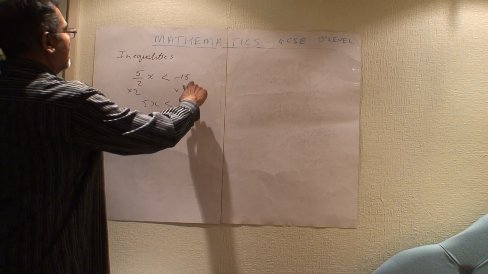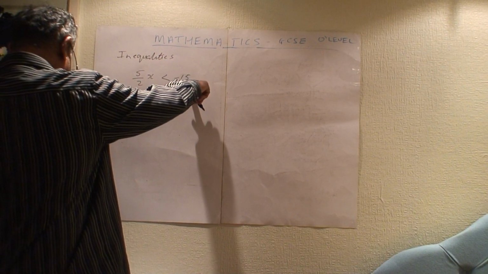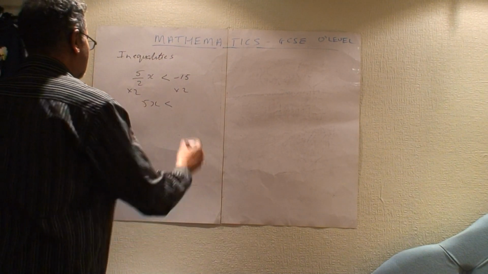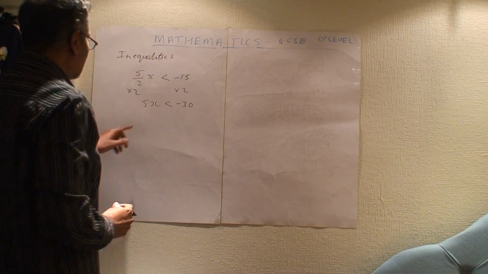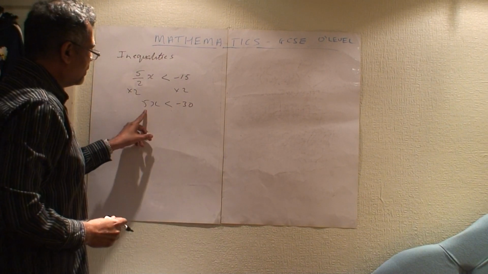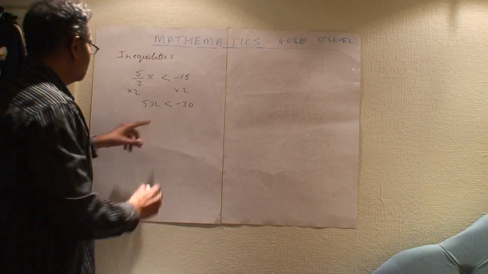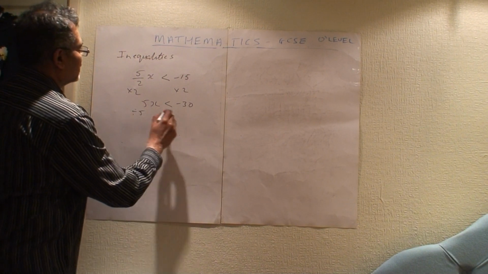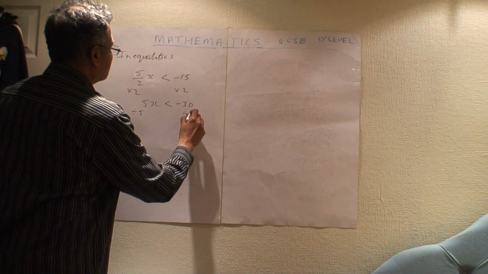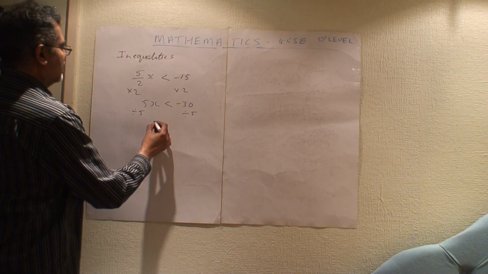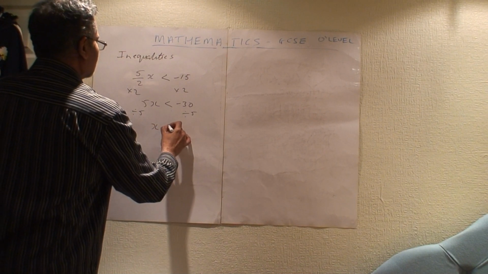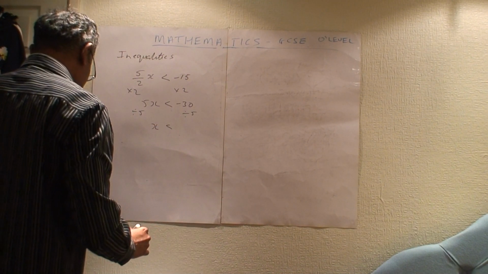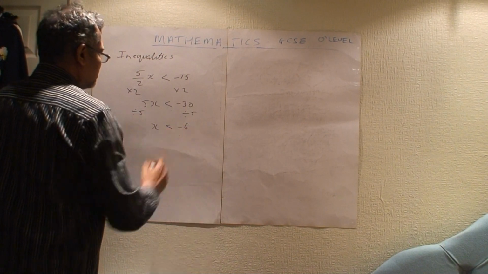minus 15 multiplied by 2 becomes minus 30. Dividing now both sides by 5, you want to get the x by itself. So divide by 5, divide by 5, so we are left with x is less than minus 6.